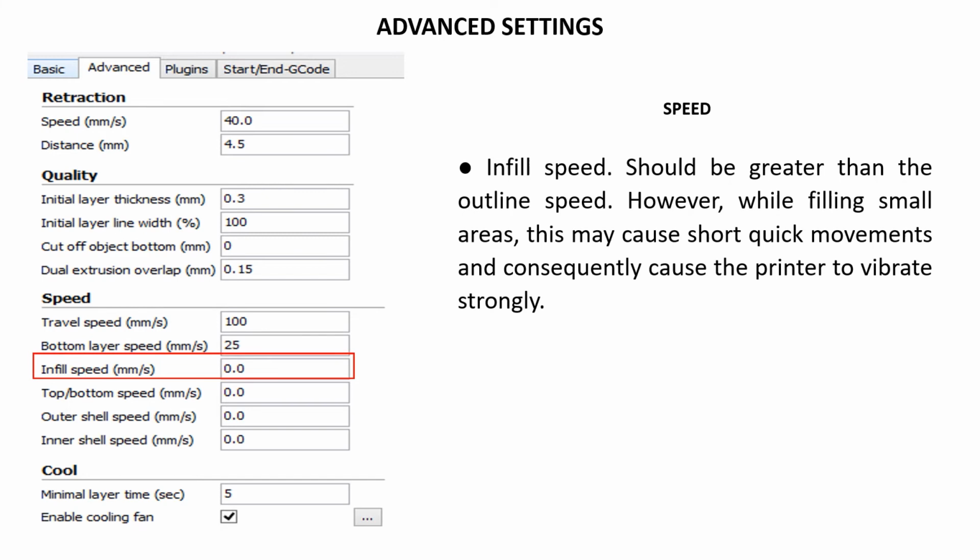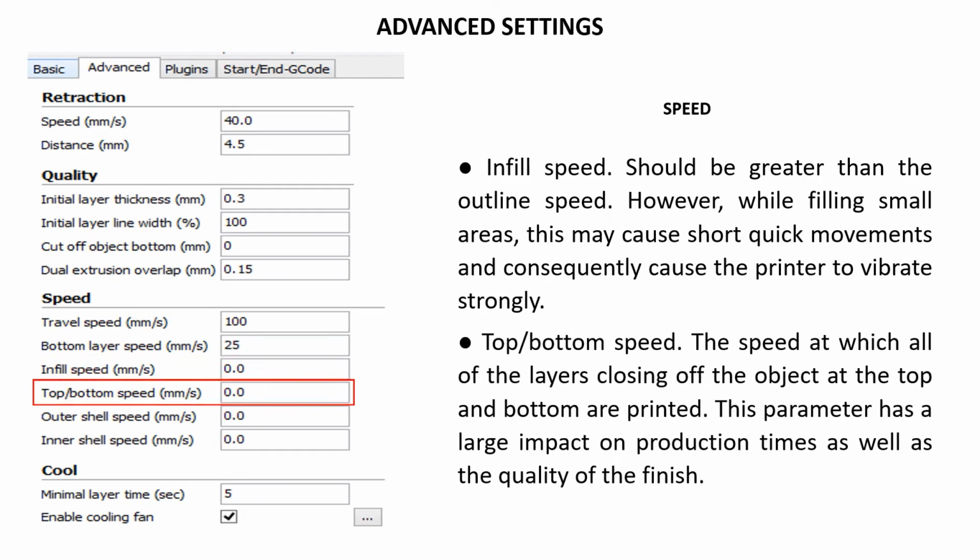Infill speed should be greater than the outline speed. However, while filling small areas, this may cause short, quick movements and consequently cause the printer to vibrate strongly. Top or bottom speed. The speed at which all of the layers closing off the object at the top and the bottom are printed. The parameter has a large impact on production times as well as the quality of the finish.